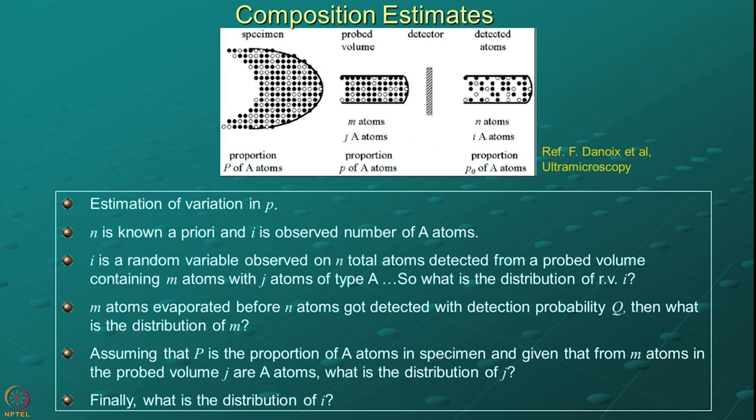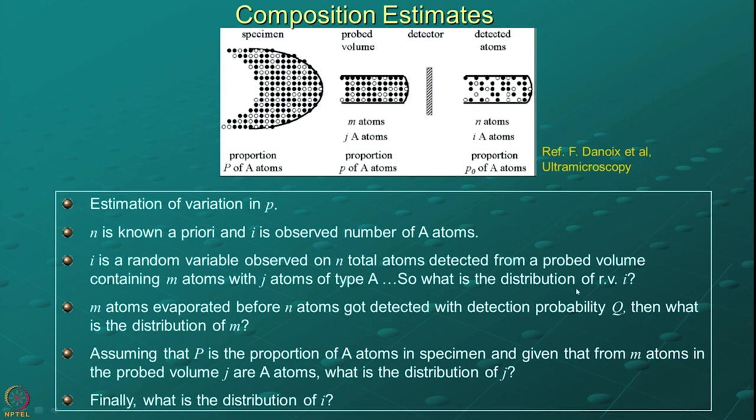It is like coming up to the nth success; you conduct the Bernoulli trial till you come up to the nth success. So, this is going to lead to negative binomial distribution. And then, assuming that capital P is the proportion in the specimen, given that small m atoms are in the probed volume, of which J are A atoms, what is the distribution of J? I leave it to you. And finally, given all that, what is the probability of I?